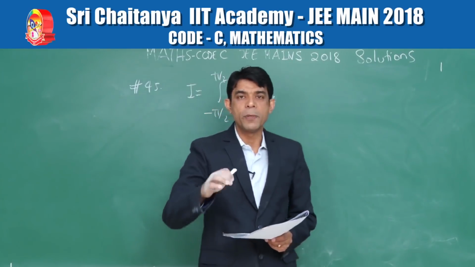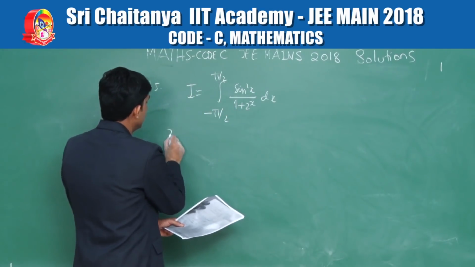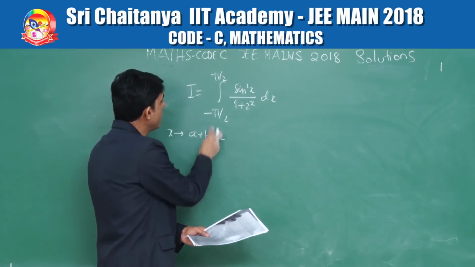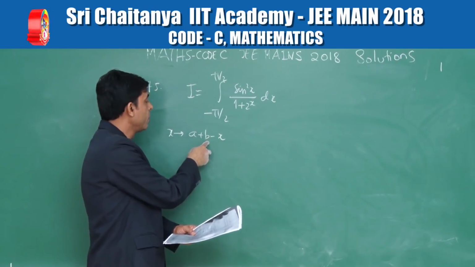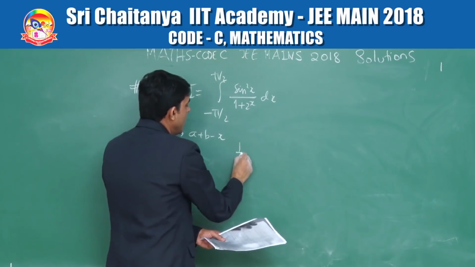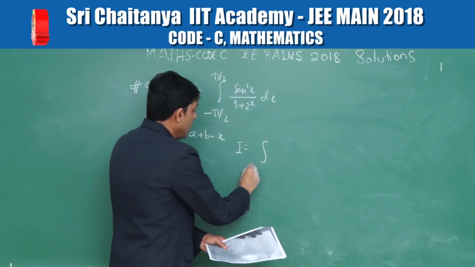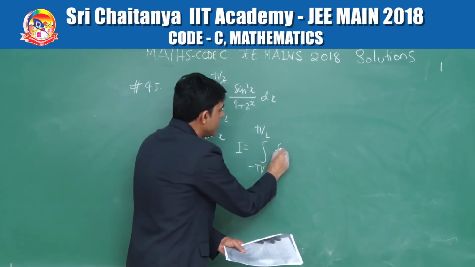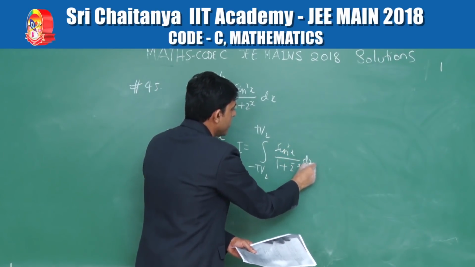So we can use a quite famous property, that you can change x to a plus b minus x in a definite integral where a and b are the lower and upper limits respectively. In this case, a plus b happens to be 0, and so I takes a much simpler form. It's like changing x to minus x, that gives the integral from minus pi by 2 to pi by 2 of sine square x over 1 plus 2 to the power minus x dx.